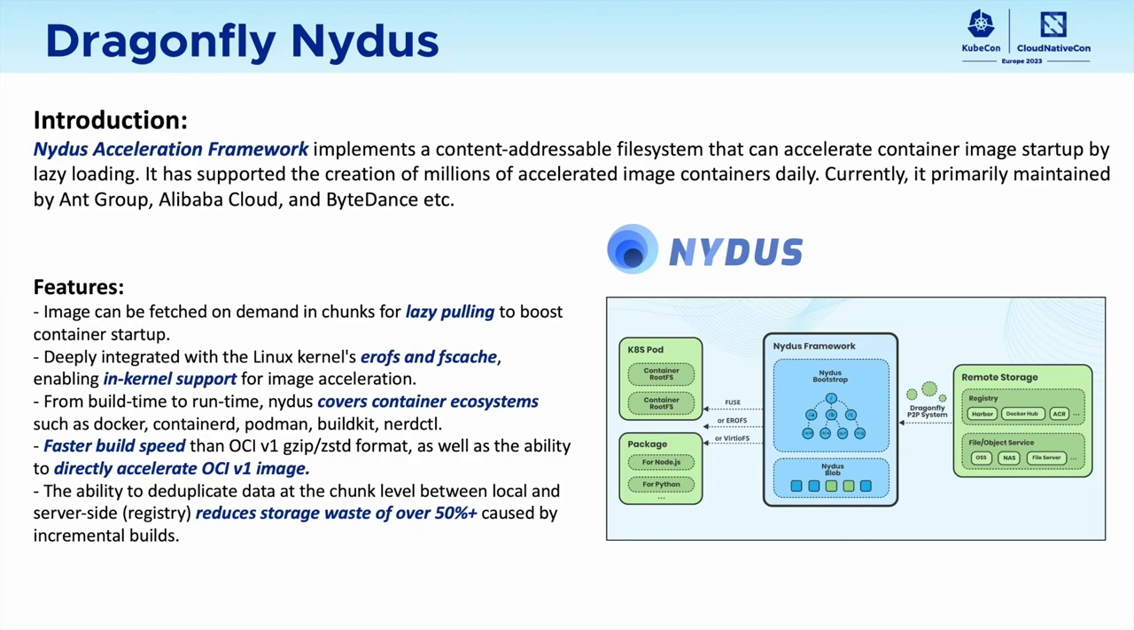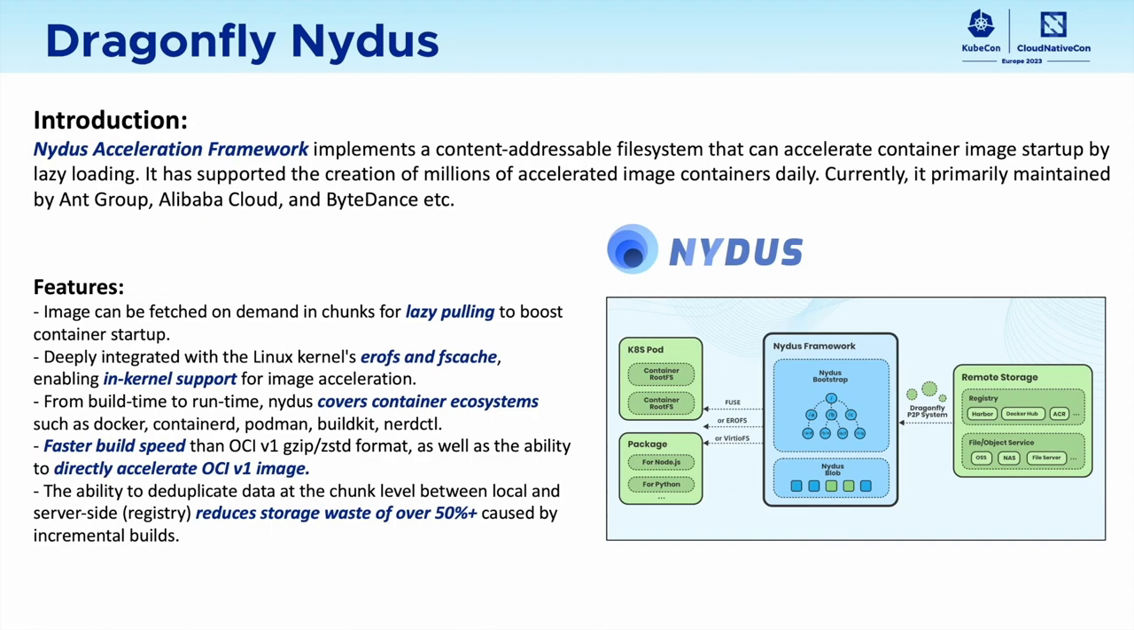The Nydus acceleration framework implements a content-addressable file system that can accelerate container image startup by lazy loading. It has supported the creation of millions of accelerated image containers daily. Currently, its maintainers come from Ant Group, Alibaba Cloud, and ByteDance.